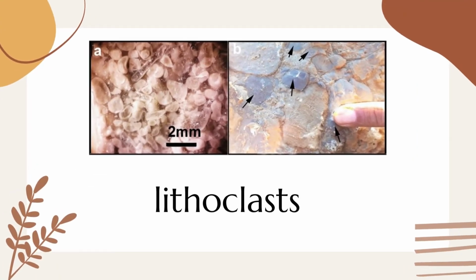Lithoclasts fit the classic definition of clast. They are fragments of sediment derived from pre-existing rocks. In the case of limestone, a lithoclast is a reworked carbonate fragment, usually derived from pre-existing rocks, with sizes greater than 2 millimeters.